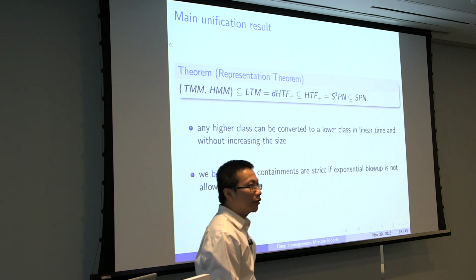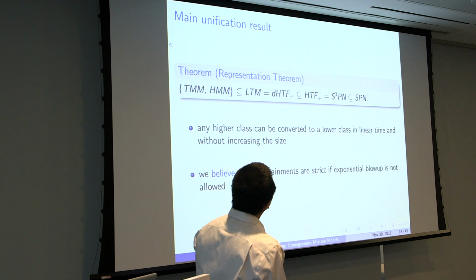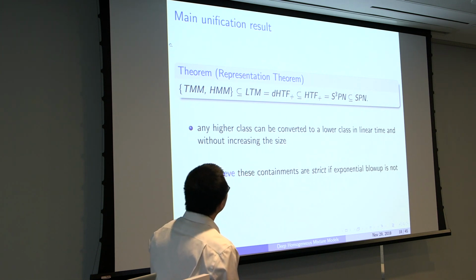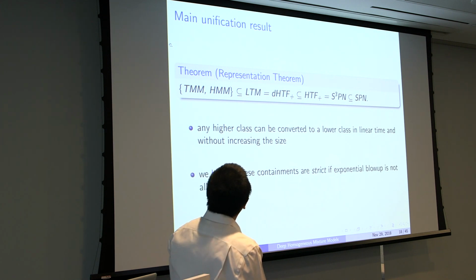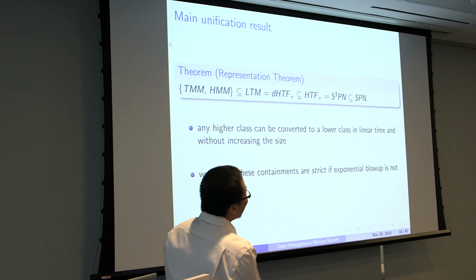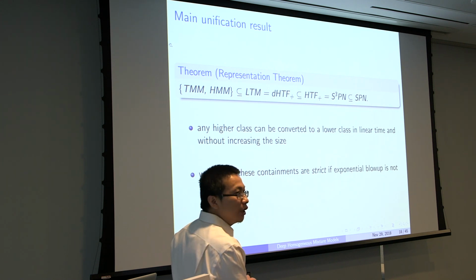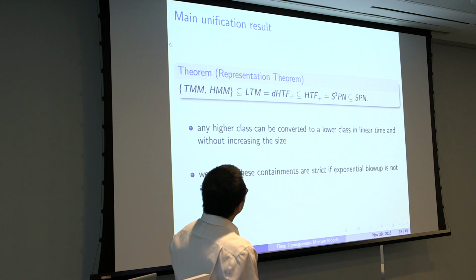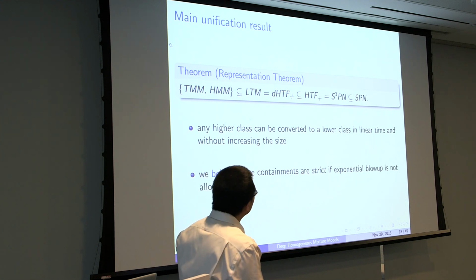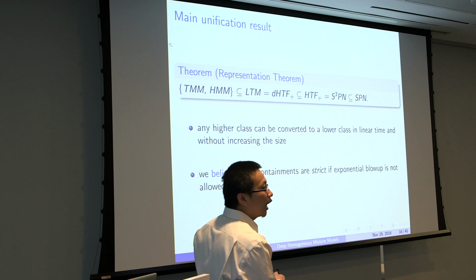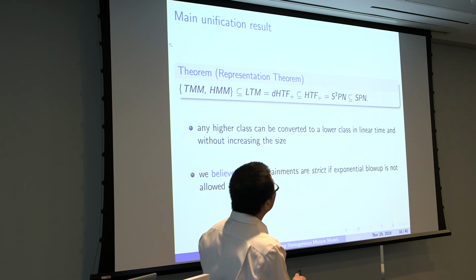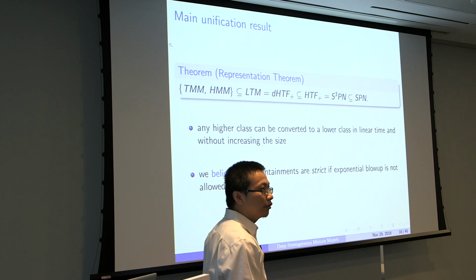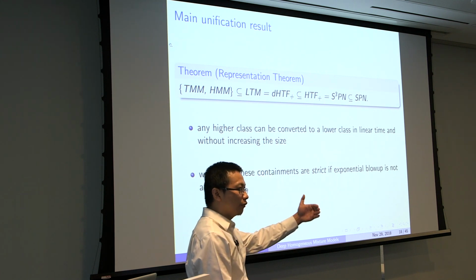So okay, now I have explained to you what is an SPN, what is a hierarchical tensor format, what is a latent tree graphical model. So now I can explain what the theorem says. Basically, what we found is, of course, every hidden Markov model, for instance, is a latent tree graphical model. And in fact, any latent tree graphical model, you can convert into a hierarchical tensor format. And any hierarchical tensor format, you can convert to an SPN. Okay, so there is this hierarchy between different models.